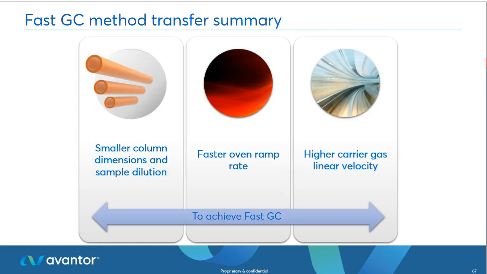So to summarize, we want smaller column dimensions and sample dilution, a faster oven ramp rate, and higher carrier gas linear velocity to achieve FastGC.